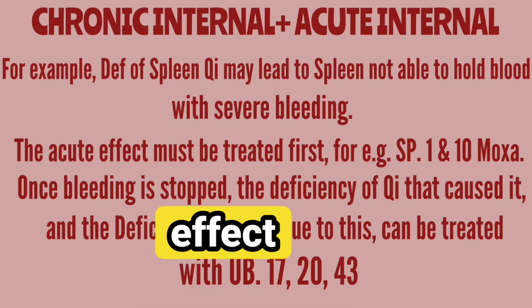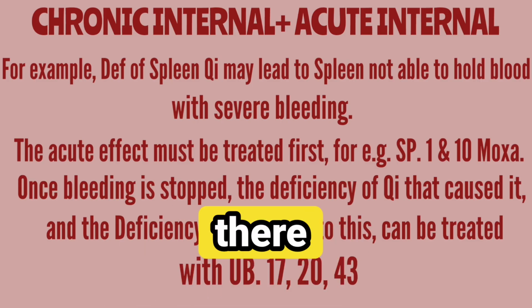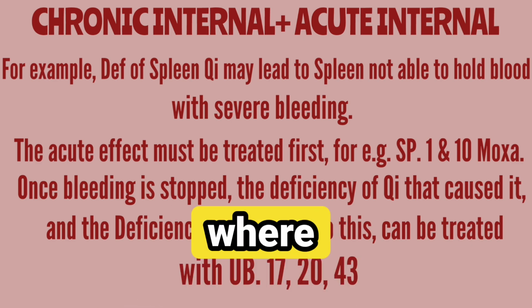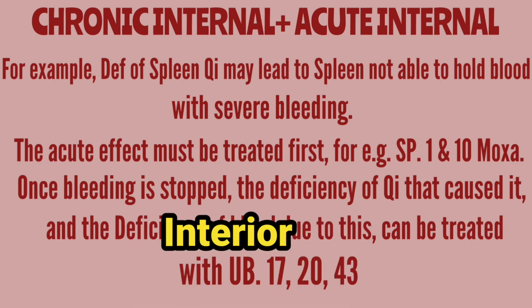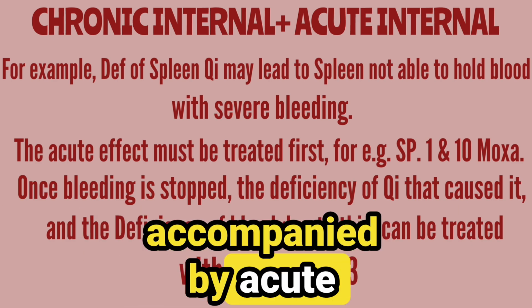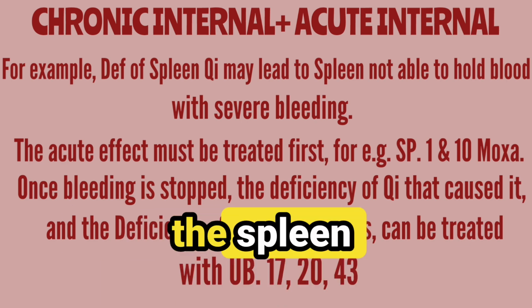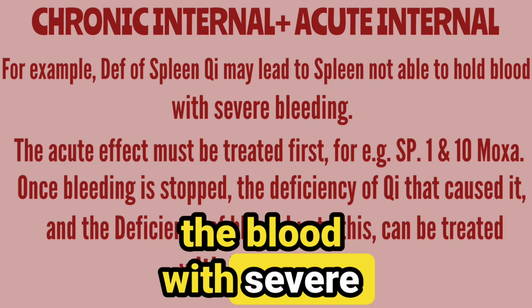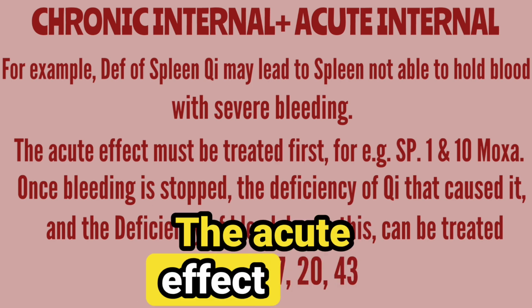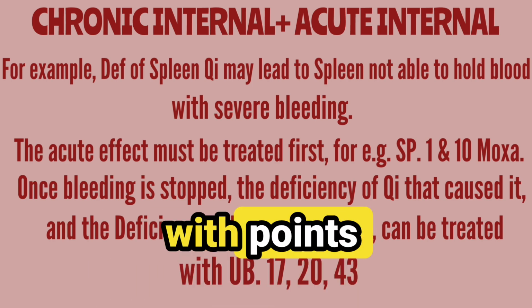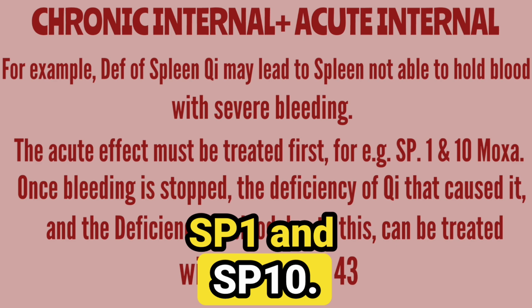When treating effect and cause, there might be another condition where chronic interior will be accompanied by acute interior. For example, deficiency of spleen Qi may result in the spleen not holding the blood with severe bleeding. The acute effect must be treated first, for example, with points such as SP1 and SP10.